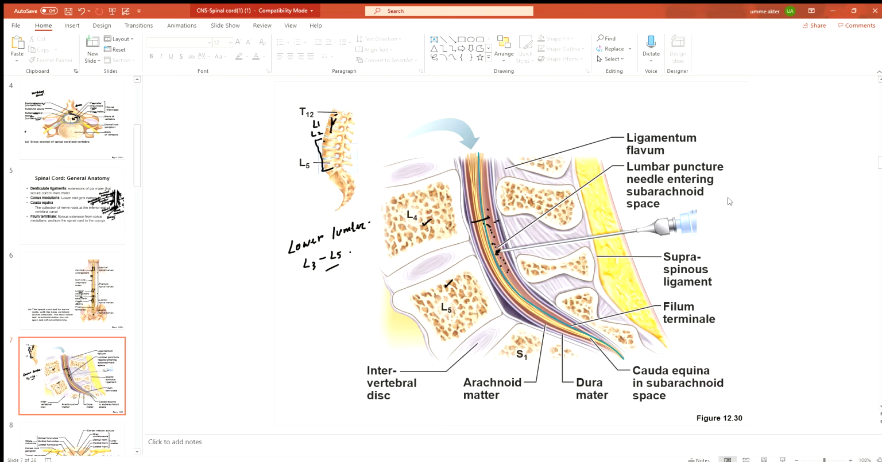So we ask the patient to lie down sideways and curve the upper part of the body, turn the upper part of the body forward. So you get more space between the spinous process of the vertebrae, open space, and you can insert the needle through that open area.